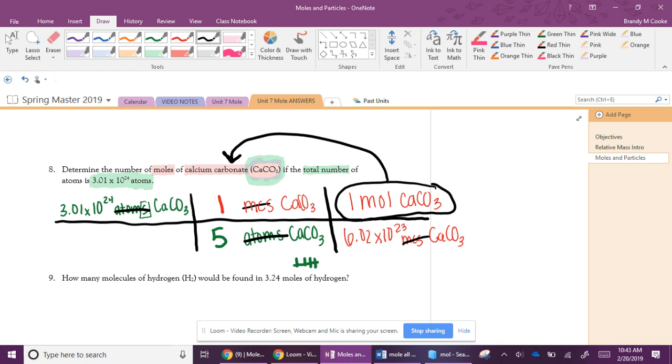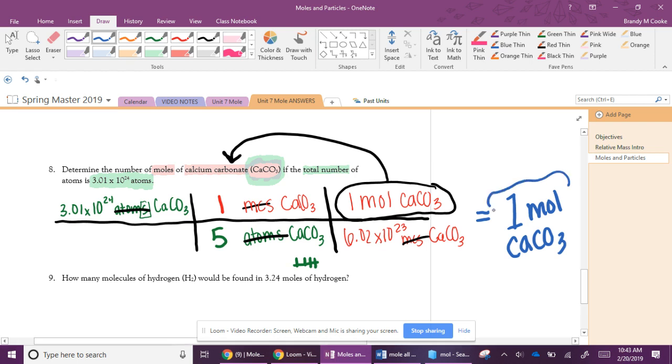So 3.01 E24 divided by 5, enter, divided by 6.02 E23, enter. Oh, wait, did I do that right? I did. What a tricky trickster question. How convenient. The answer is 1 mole CaCO3. Perfect. That worked out well. So this is what the calculator gave me, and it's as easy as that.